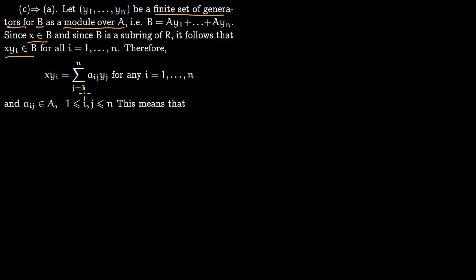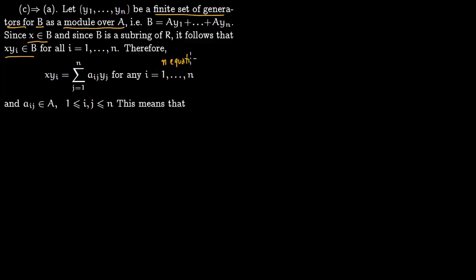So therefore we have this equation of dependency. This is in B, and you can write it in this form, a_i1 y1 plus a_i2 y2 and so on, for all n. So there are n equations here.